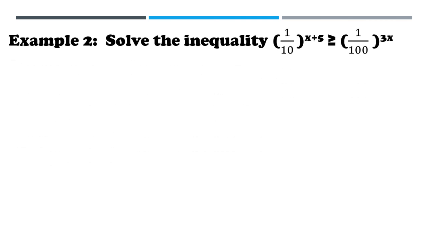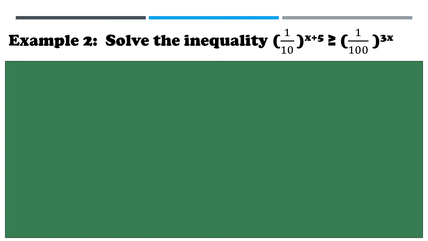Punta naman tayo sa pangalawang halimbawa. Solve the inequality 1 over 10 raised to x plus 5 greater than or equal to 1 over 100 raised to 3x. So kung isosolve natin ang ating problem, mapapansin ninyo na ang 1 over 100 ay divisible by 10. Ibig sabihin, pwede ko itong isulat as 1 squared over 10 squared because 10 squared is 100 and 1 squared is 1. So, I can rewrite this also as 1 over 10 squared. Okay? So, papalitan natin ng 1 over 100 natin ng 1 over 10 squared.